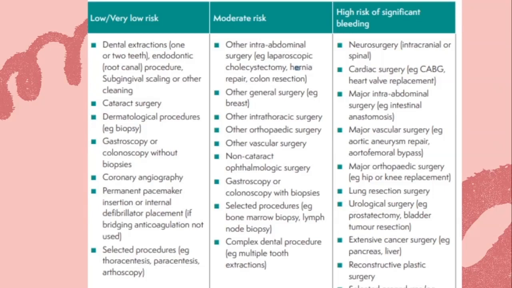Okay, so there is another table here. As you can see, the procedures are classified according to the risk of bleeding. There are procedures with a very low risk of bleeding, moderate risk, and high risk of significant bleeding. So if you want to take a close look at this table, please feel free to stop the video and read all the examples in the table, okay?